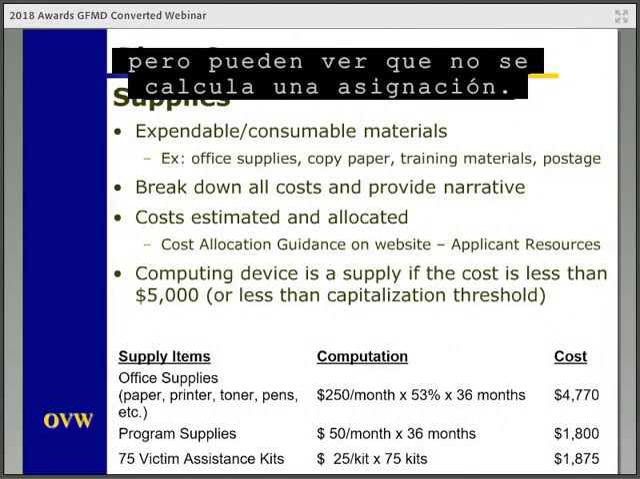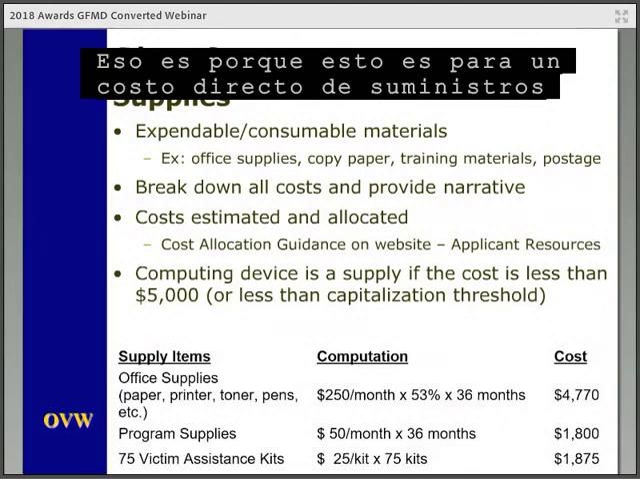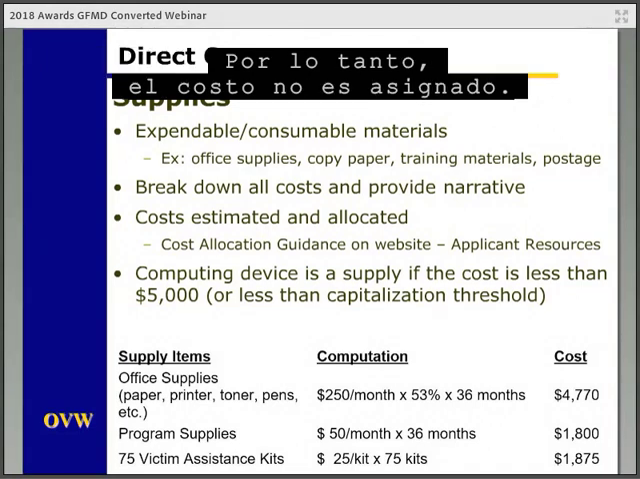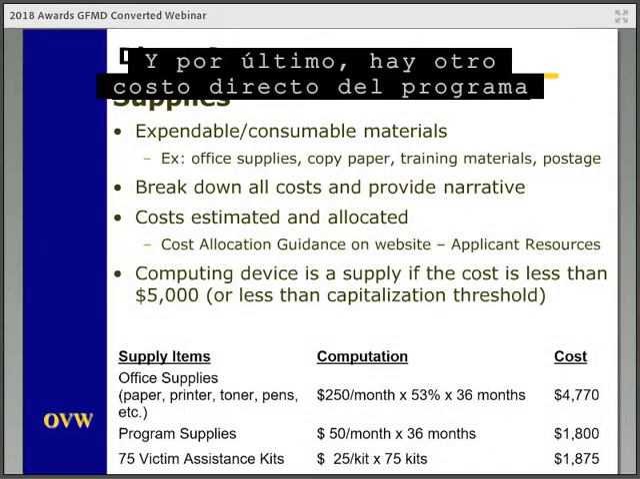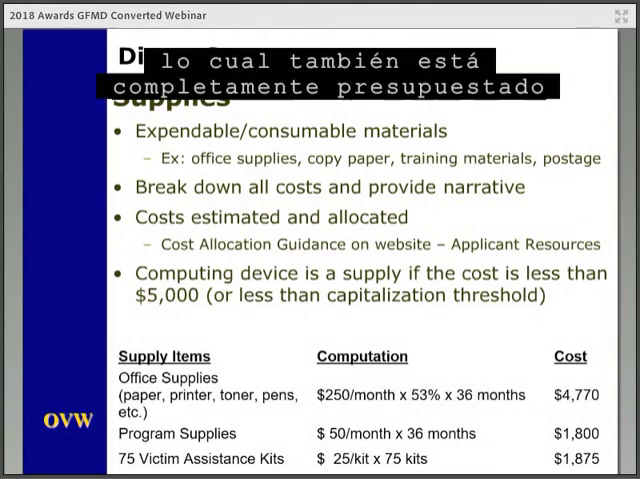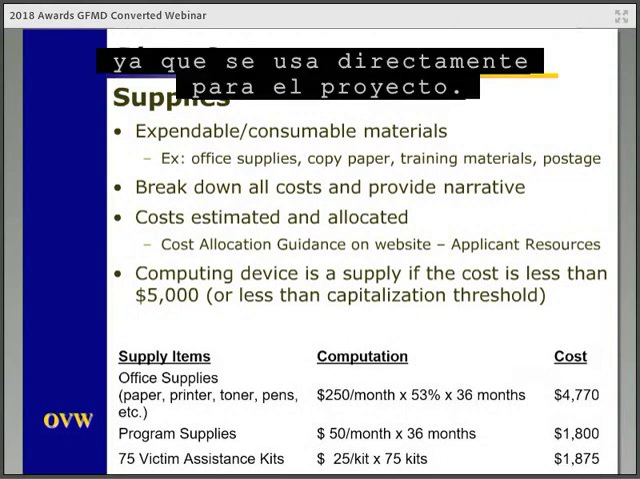Next, we have program supplies, and this cost is still estimated, but you can see there isn't an allocation computed against it. That's because this is for a direct supply cost that is used solely for the program and not a shared cost, so the cost is not allocated. And last is another direct program cost for victim assistance kits, which is also fully budgeted and not allocated since it's used directly for the project.